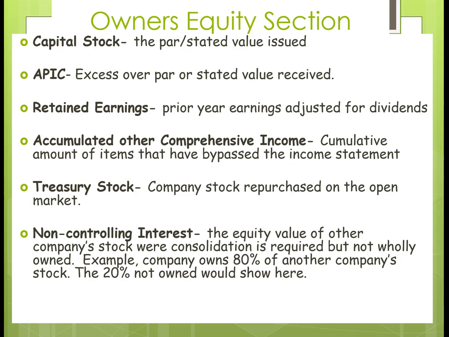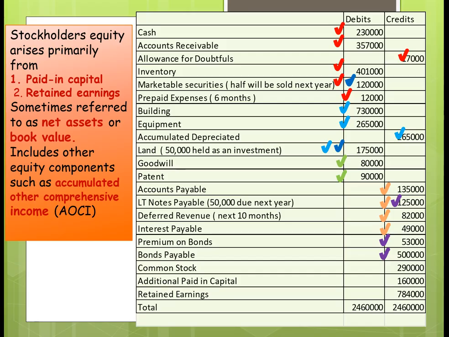Here's an example, which kind of shows you what it's about. A company owns 80% of another company's stock. The 20% not owned would be shown here as part of non-controlling interest. So, again, when we talk about equity, we've got paid-in capital and retained earnings. And when we take them against assets, it would give us what is sometimes referred to as net assets or book value. So we're going to check those off. We've got common stock, paid-in capital, and retained earnings.